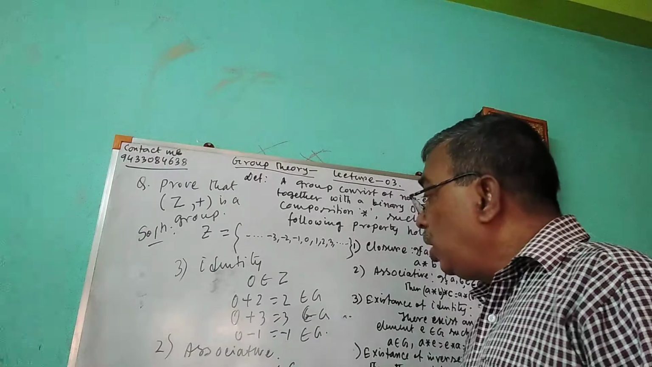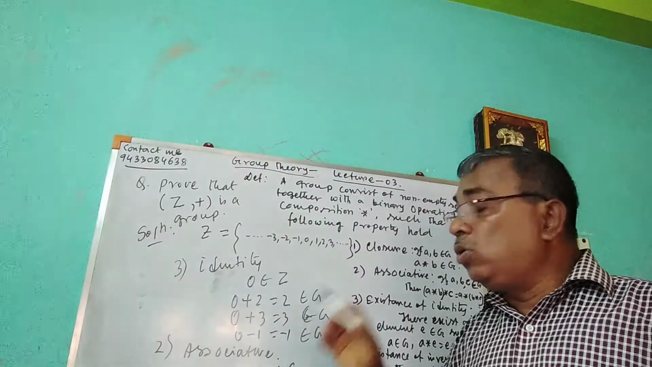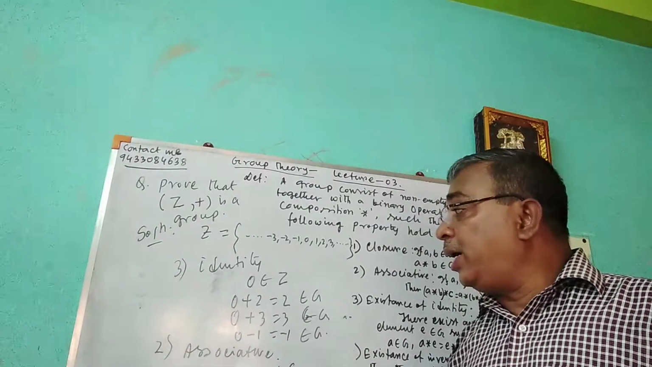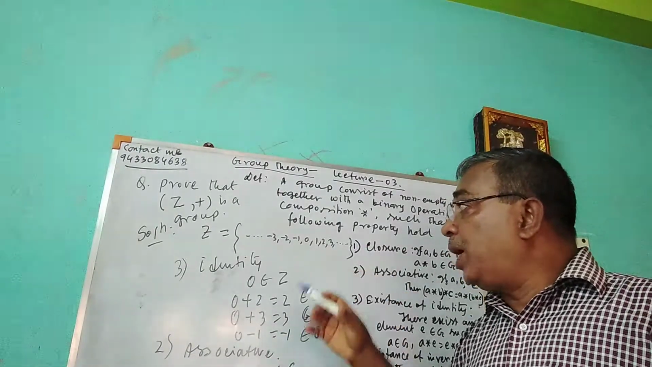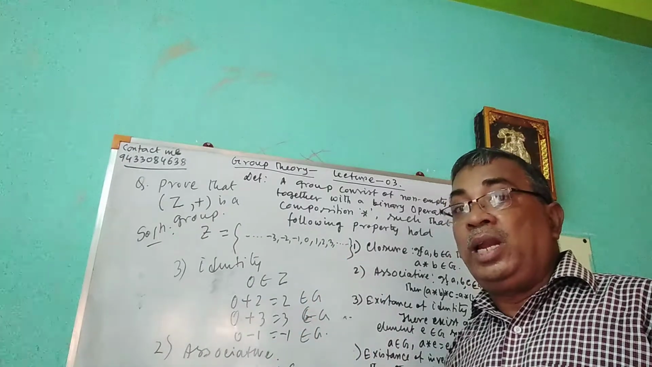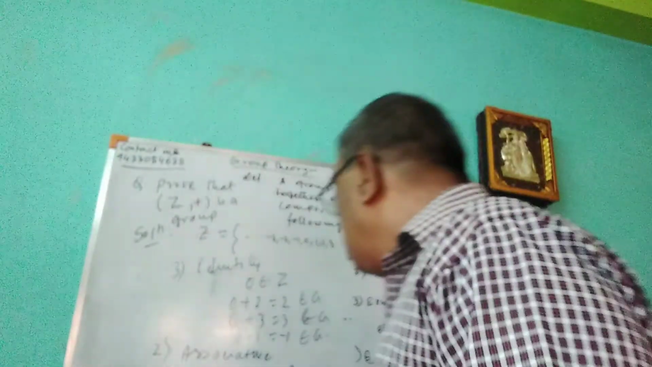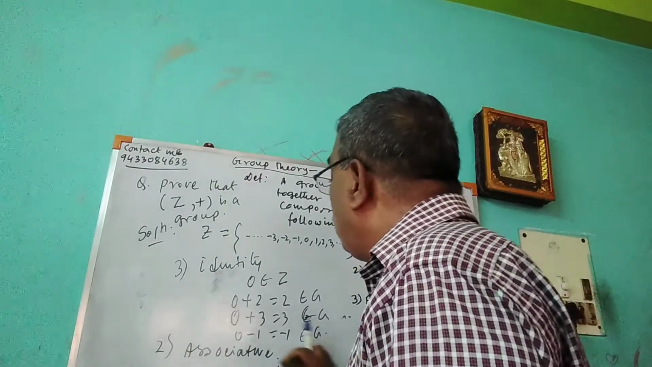You see, now 0 is the element. We are finding an element 0, that is the identity element. I am saying that 0 plus any other element gives us that other element. So 0 is the identity element we have found here.